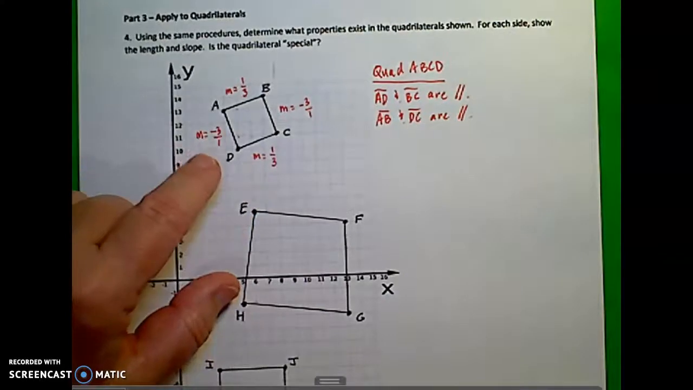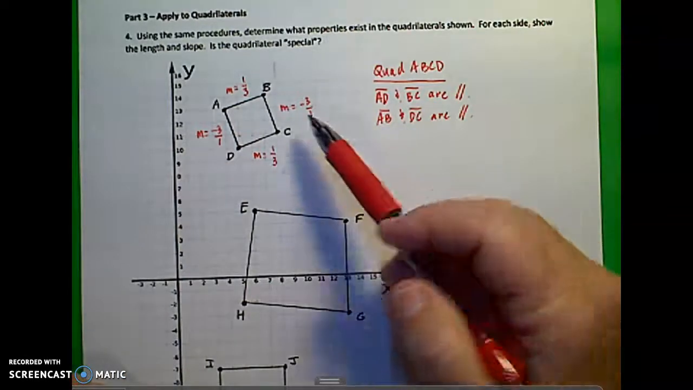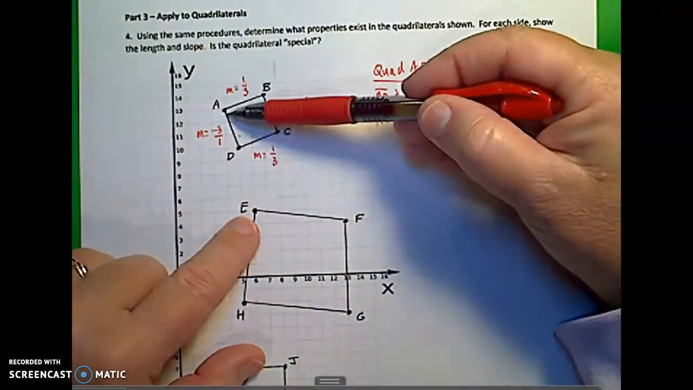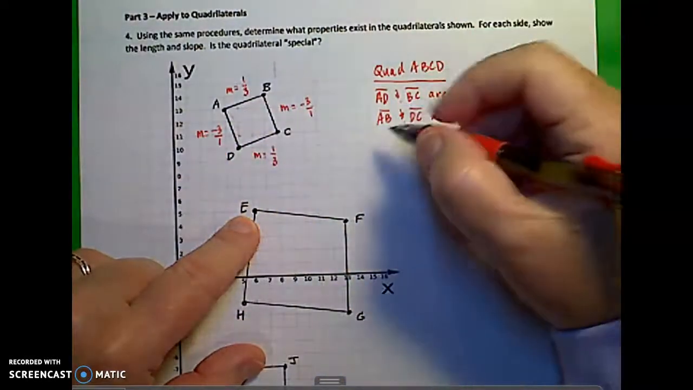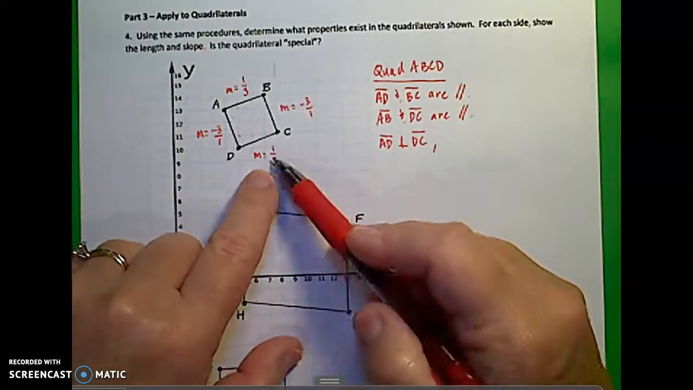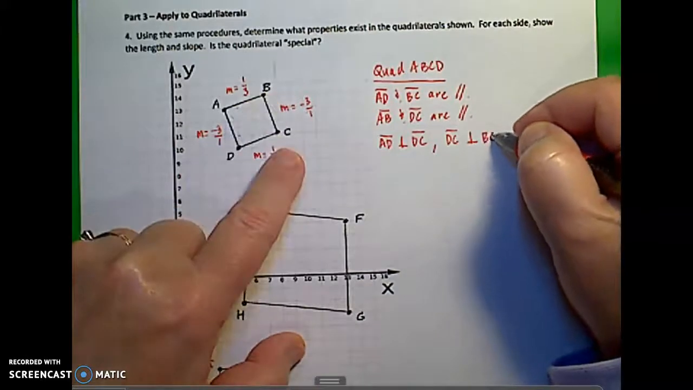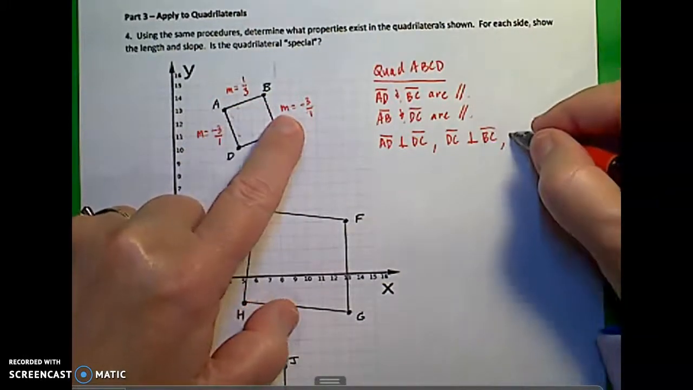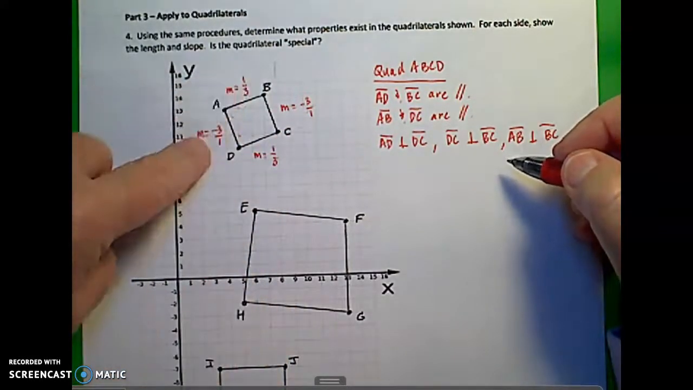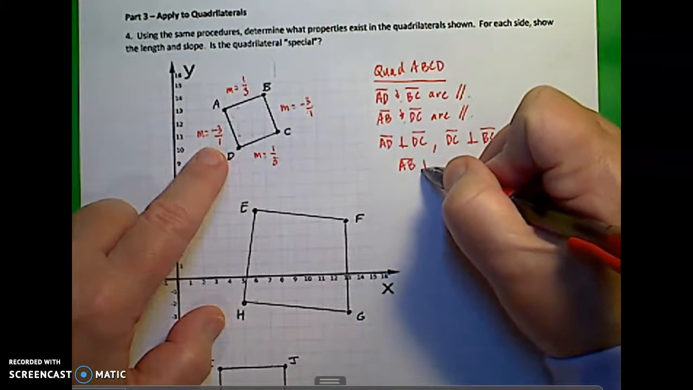And also about slopes, we can look for opposite reciprocal slopes to see if we have perpendicular lines. And actually we have a bunch of those. So these are opposite reciprocals. So that means AD and DC are perpendicular. These are opposite reciprocals, so DC is perpendicular to BC. These are opposite reciprocals, so we have AB is perpendicular to BC. And then these last two are also opposite reciprocal slopes, so we have AB perpendicular to AD.